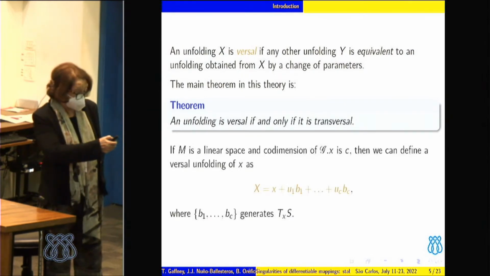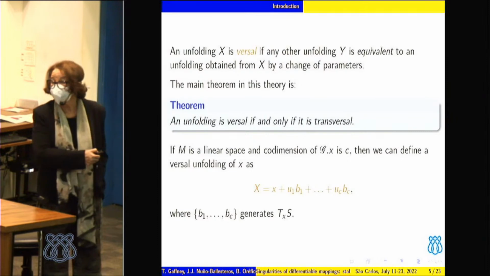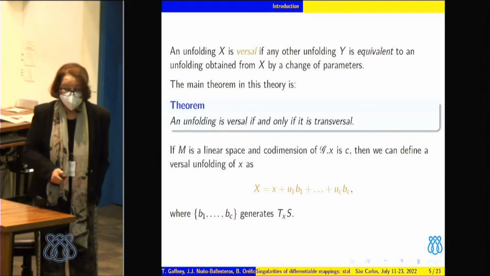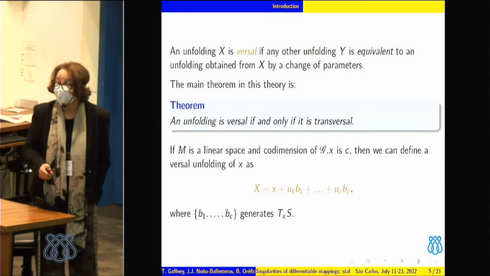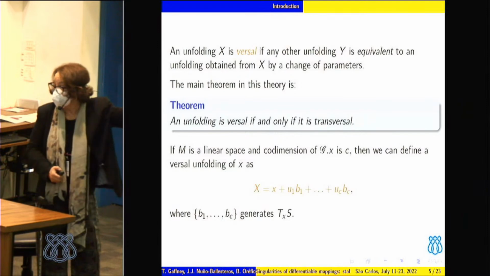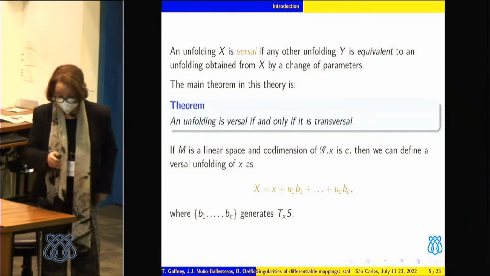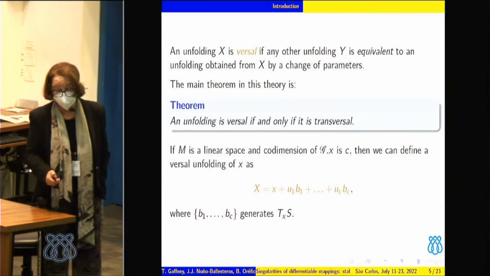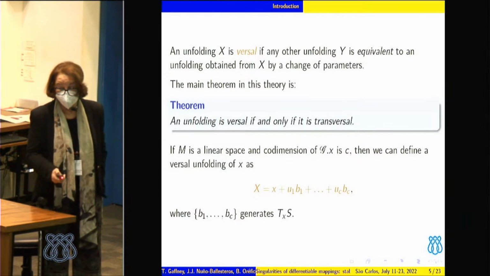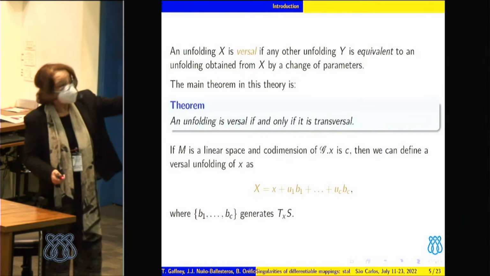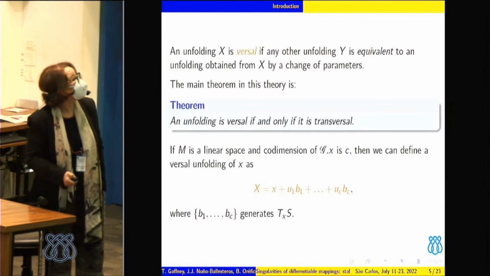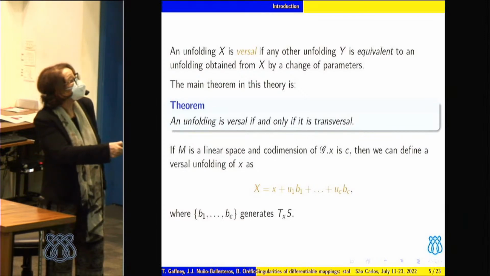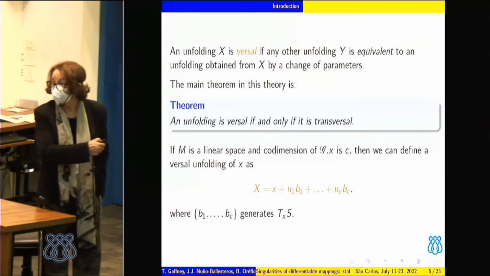Notice that if I have M, my manifold is a linear space, and the codimension of the orbit is C, then we can define a versal unfolding of X as an affine slice passing through X. So if the codimension is C, you choose a system of generators B1, B2, ..., BC, and you can write the versal unfolding exactly in this way. So an affine slice passing through X, okay?